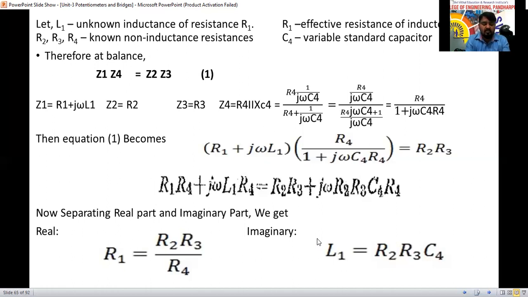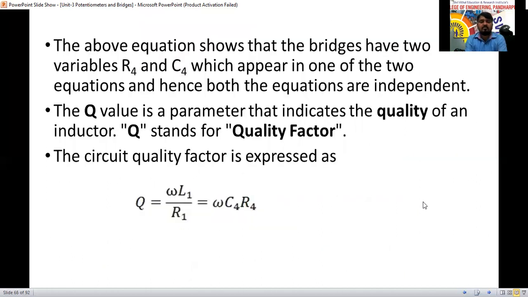After deriving all these, we will go for the advantages and the quality factor, which we have to derive now. It is omega L divided by R, the ratio of inductive reactance to resistance. The quality factor is a parameter that indicates the quality of an inductor. Q stands for quality factor. So omega L1 divided by R1 we are considering here.